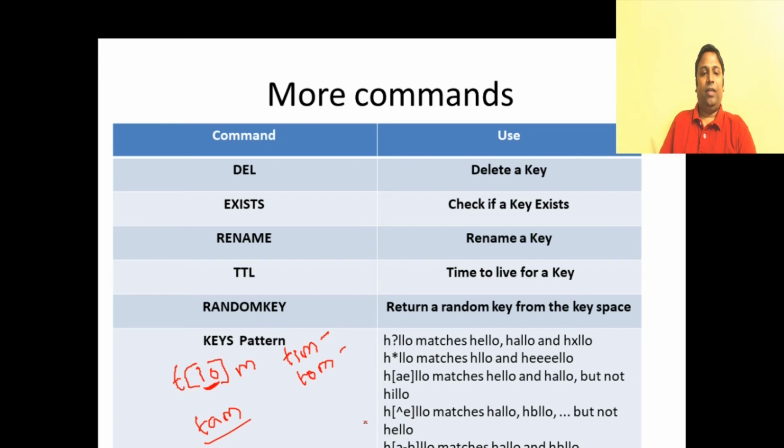And another very interesting thing, I can also give T in square brackets, exclusion symbol, I and then M. What it means, bring me every key starting with T and ending with M, but except I in between them. So it will fetch me Tom, it will fetch me Tam, but it will not fetch me Tim.